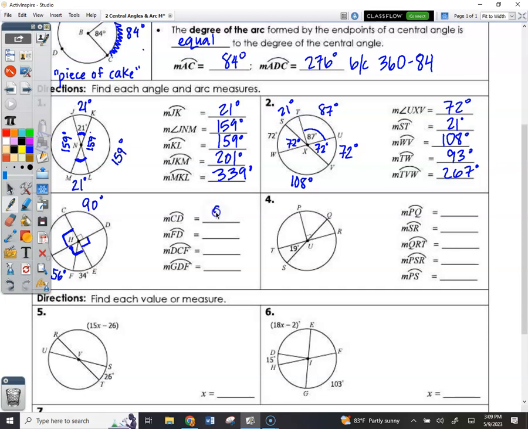You should get 90, 124, 236, and 304. Yep.